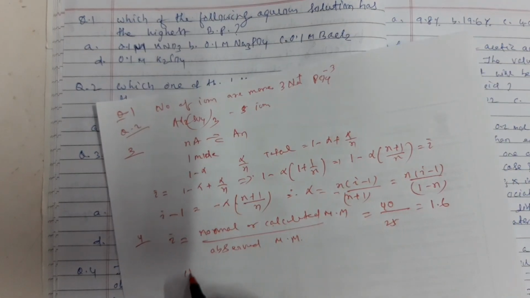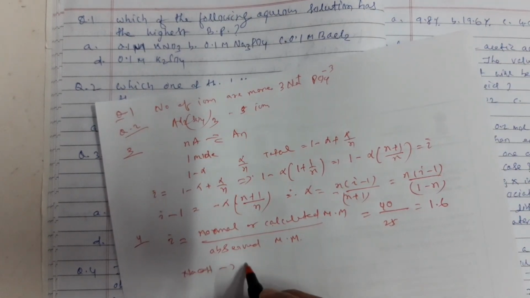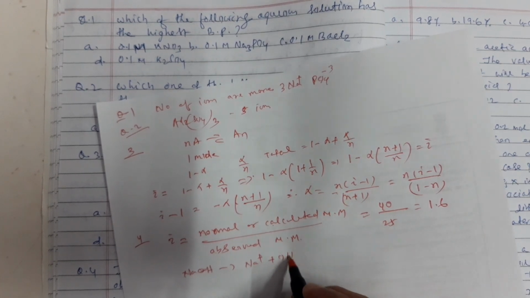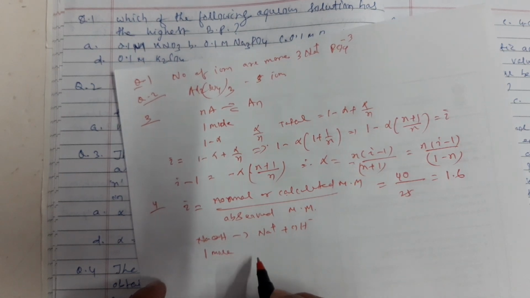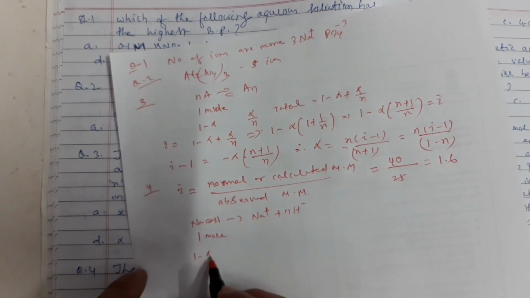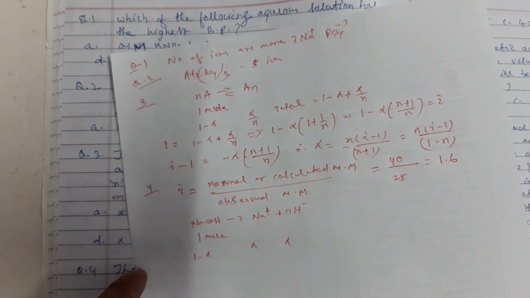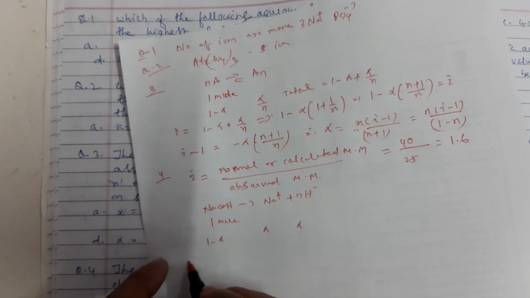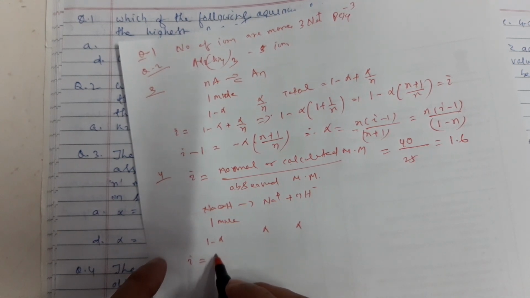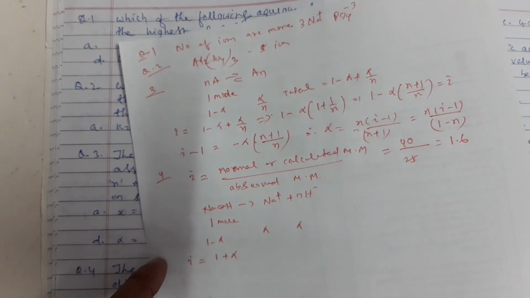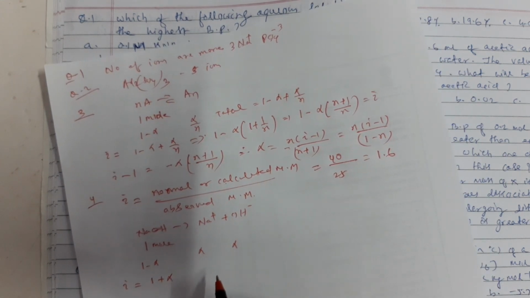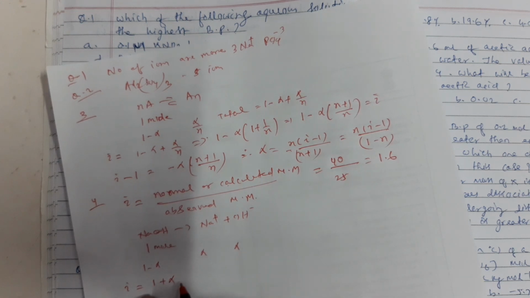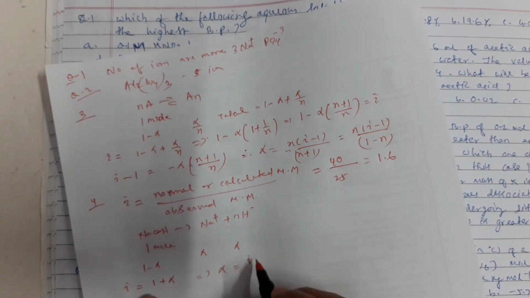But when sodium hydroxide dissociates, it will give you Na plus and OH minus. Let us say initially it is 1 mole. After some time, 1 minus alpha remains, and alpha amount is dissociated. So the Van't Hoff factor i is equal to 1 plus alpha. Therefore alpha is equal to i minus 1.